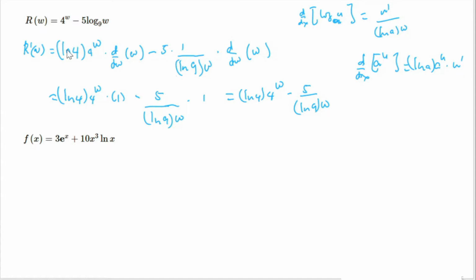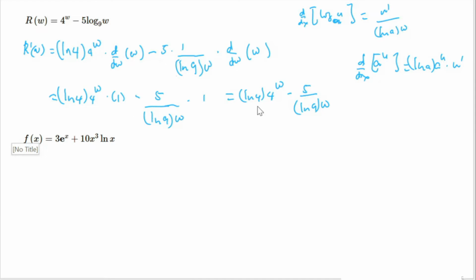So ln of 4, ln of the base, times the given 4 raised to w, then the derivative of the exponent w is just equal to 1. That is why you can write it down there as ln of 4 times 4 raised to w. Or you can write it as well as 4 raised to w times ln of 4. So it is commutative, we can apply the commutative property.